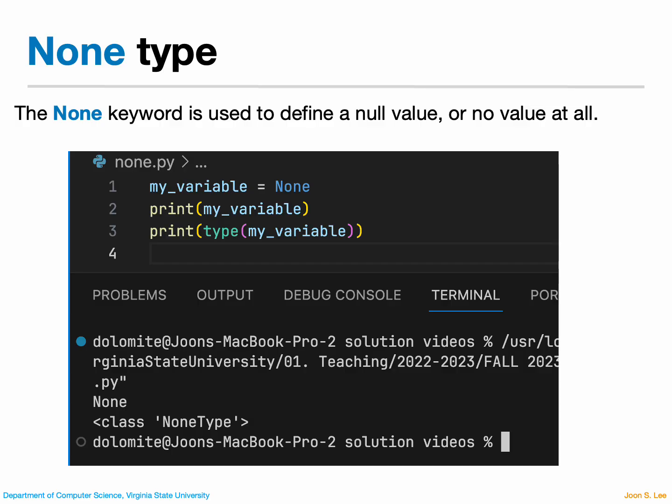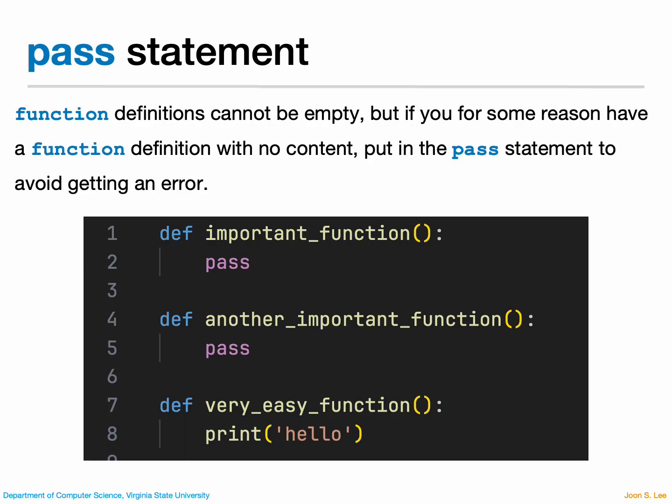So None isn't the same thing as zero, or an empty string, or False. It's its own special type that represents the absence of a value. This is why when a function doesn't return anything, Python automatically gives us None as the return value. It means there's no actual value to pass back. Now here's something important to know. If you use None inside an if condition, Python will treat it as False. So while None is different from zero, an empty string, or False, it still evaluates to False when used in conditions. In Python, every function definition must have at least one line of code inside it.